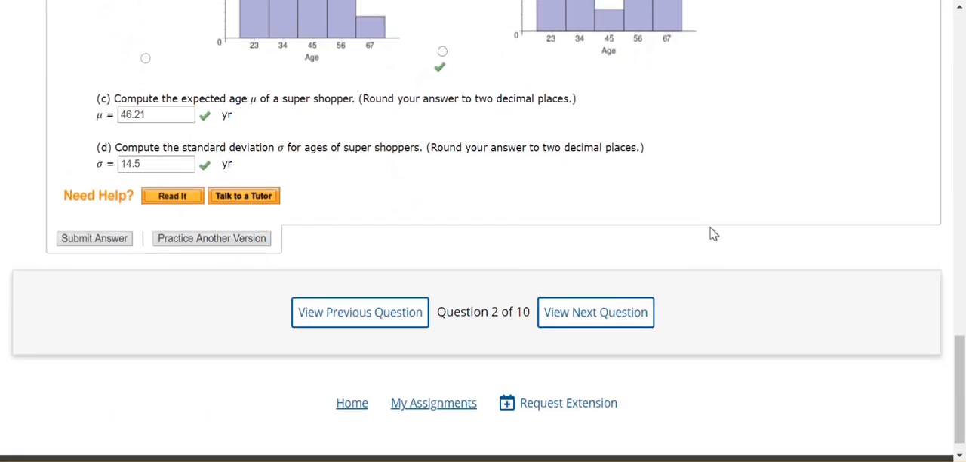So if you follow these guidelines, just use your calculator, put the midpoints of X, or the values of X, in L1, put the probabilities appropriately in L2, and ask your calculator to compute those things for you.